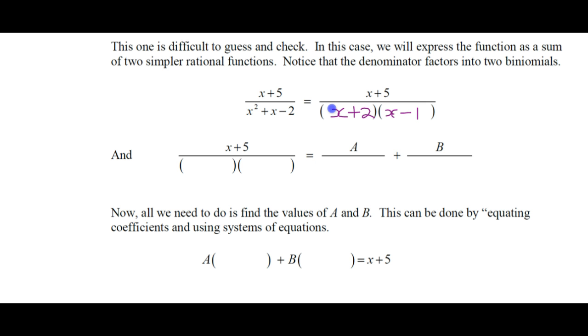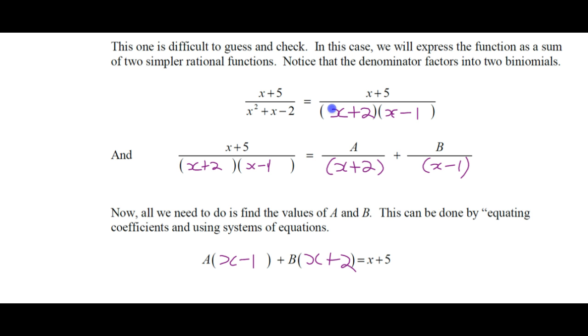And what I said, what we can do is this. We can write (x + 5)/((x + 2)(x − 1)) equal to A/(x + 2) + B/(x − 1). Just think back to when you were adding rational expressions. The common denominator was (x + 2)(x − 1), which means you had to multiply the A times (x − 1) and the B times (x + 2).